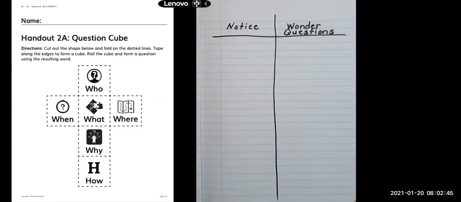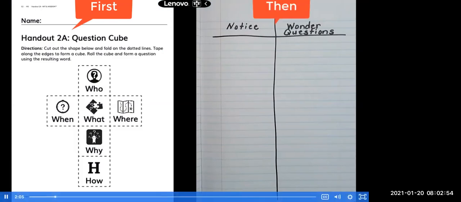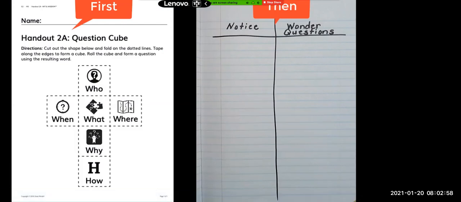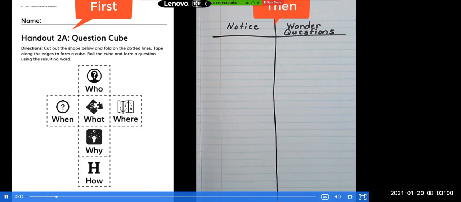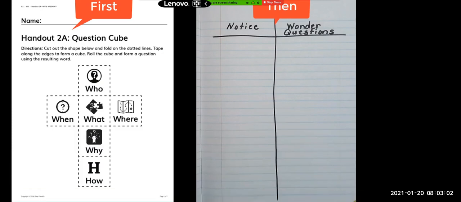Let's get you set up for success. Please pause here to grab handout 2A, scissors and tape, and also set up a notice and wonder question chart in your journal. Just hit play when you're ready to continue.